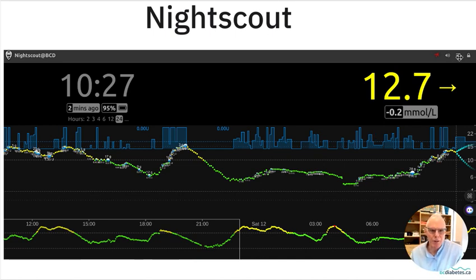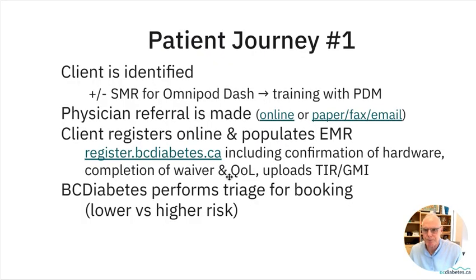If you click on this section here, you get to reports, and that's where we spend most of our time adjusting people's settings, and we'll get to that later. So Night Scout is highly, highly recommended.